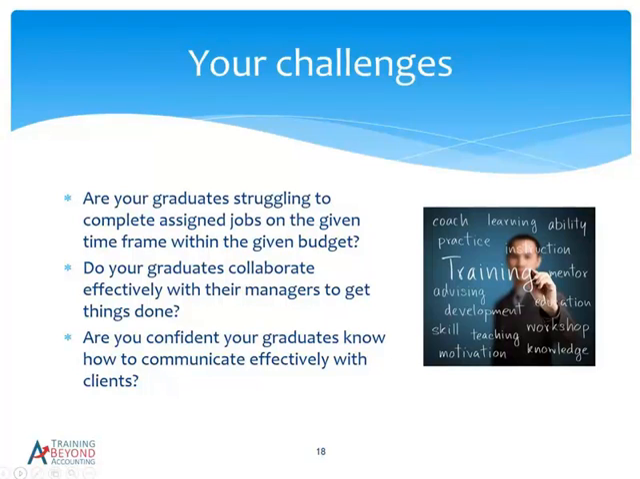Do your grads collaborate effectively with their managers to get things done? Are they proactive? Do they take responsibility for communication? In some cases, the answer is yes. In my experience, a lot of cases, the answer is no, until they feel that they've got permission, until the rules of engagement, the lines of communication are clearly understood, and that discussion needs to be had.